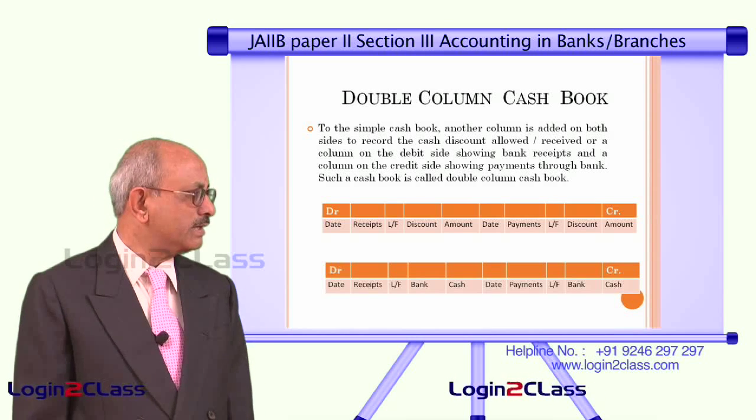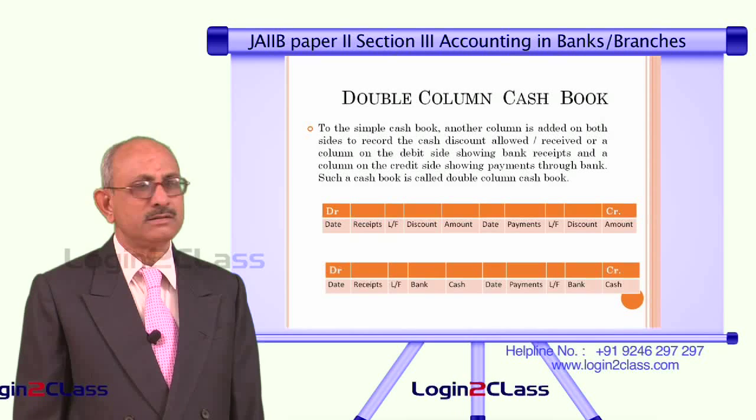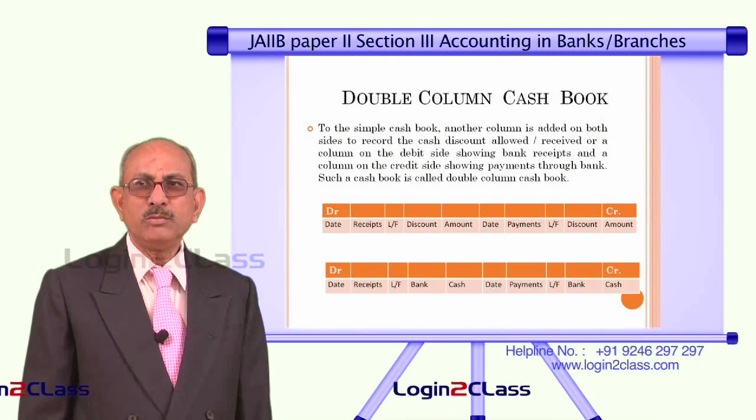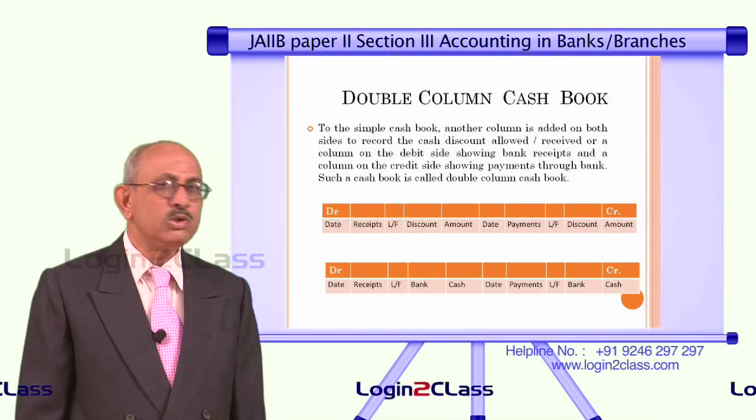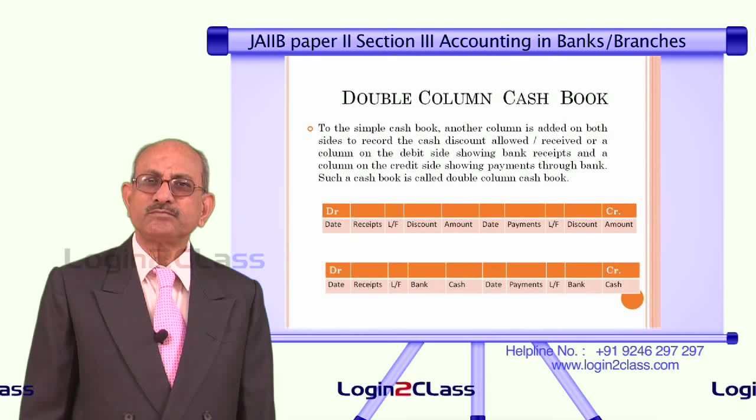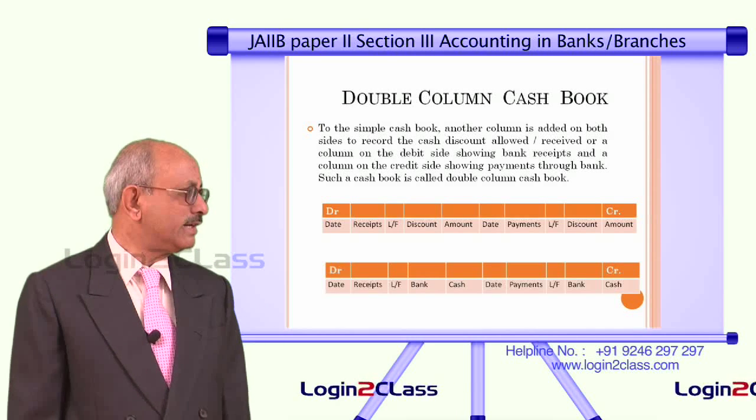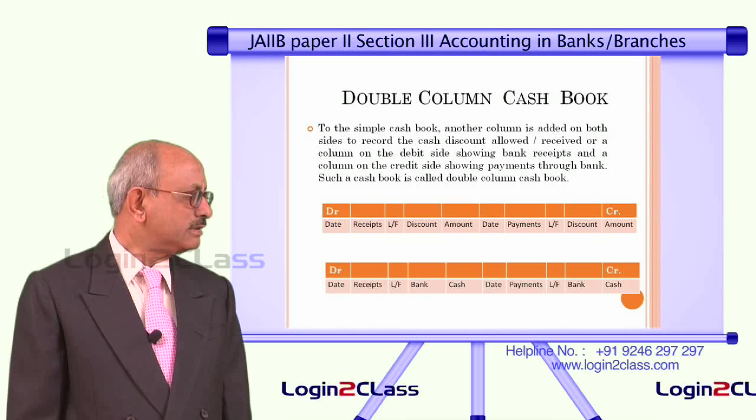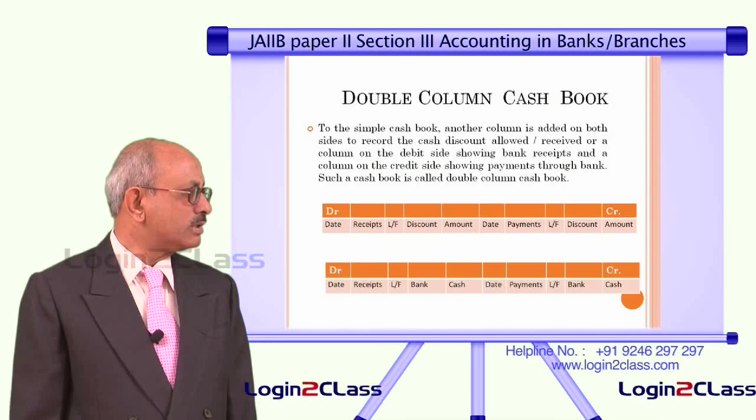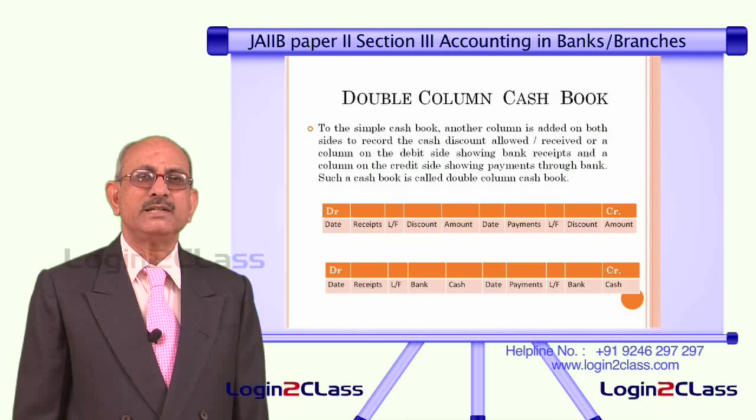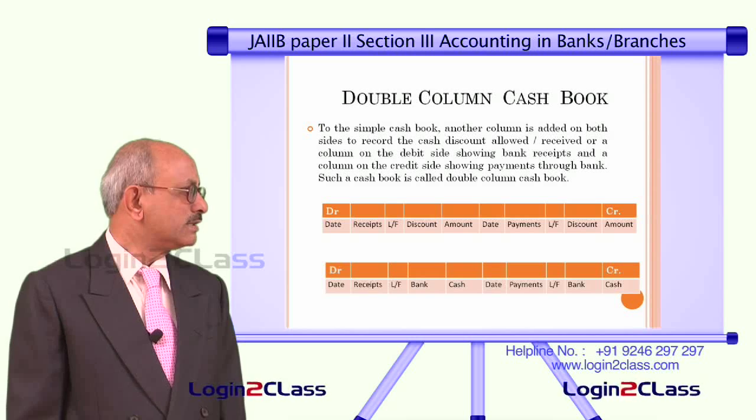This account can be totaled up at any point of time, maybe at the end of the day or, depending on the volume, at the end of a particular period like a week or a fortnight, and you will know what is the total amount of discount given by the entity and what is the total amount of discount received by the entity. So it aids the entity in this matter. So a double column cash book in a nutshell records all payments and receipts of cash and also all discount payments and discount receipts.